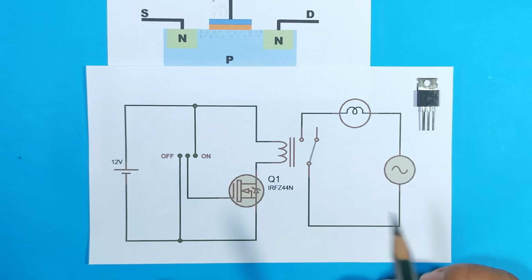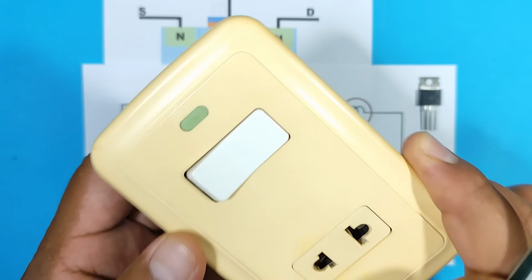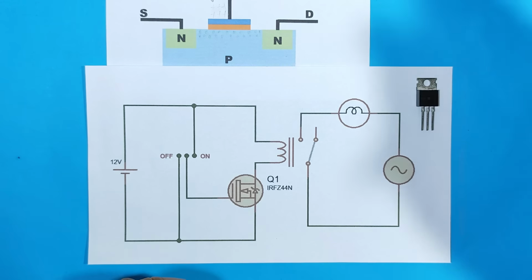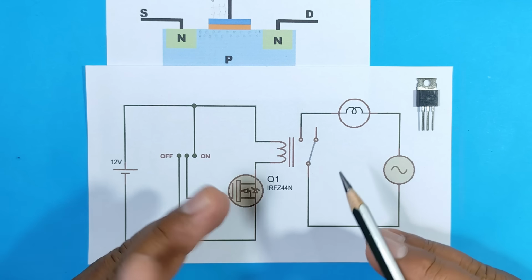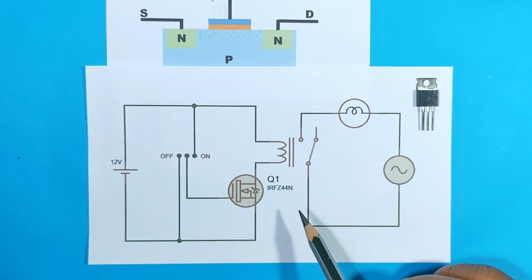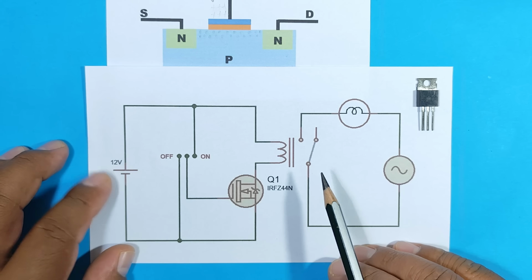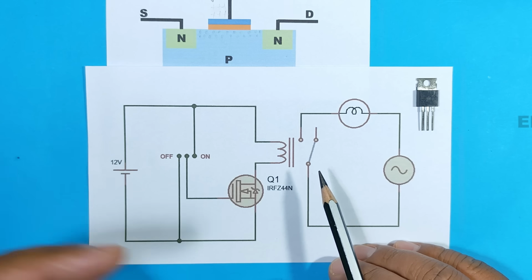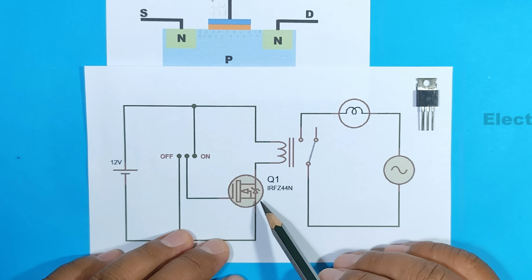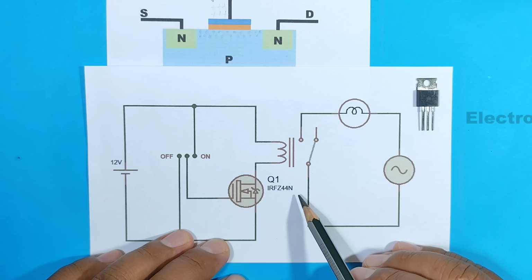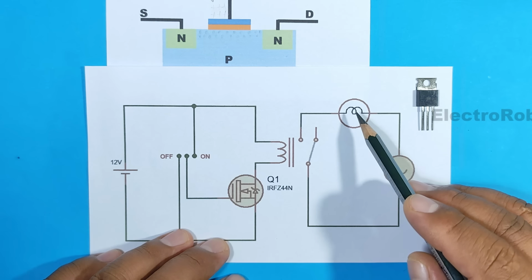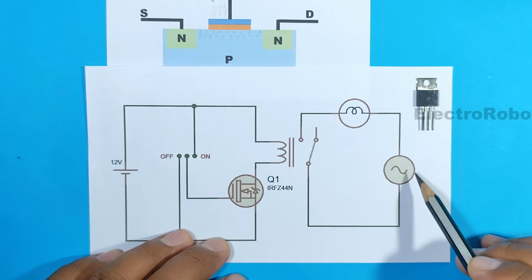Here we have the circuit we're going to build to replace a mechanical switch like this one, so that it functions as an electronic switch using a MOSFET transistor. We're going to use a 12-volt power supply of 1 amp, or 2 amps, or even half an amp. Here we have our transistor, the IRFZ44N, a 12-volt, 10-amp relay, the light bulb, and the 220-volt power outlet.